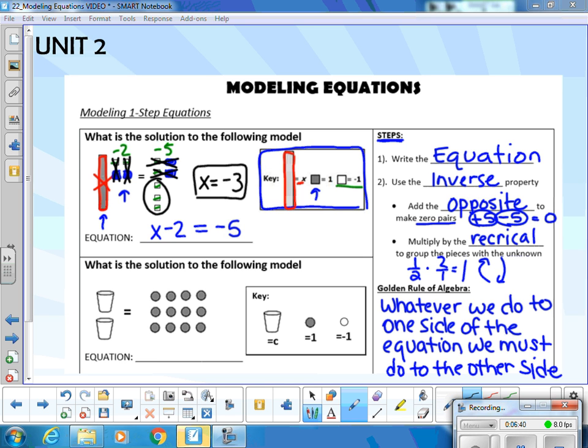Now, if you want to watch what I do, I'm going to show you what I'm doing mathematically, because we're going to model, but then we're going to eventually move into a place where we're not using models and we're doing it just mathematically. So I'm going to write really small. We have x minus 2 equals -5 was our original equation. And we came over here and we added 2 positives to each side. Those are colored in the dark bricks. And once we did that, we made 0 pairs because a -2 and a +2 equals 0.